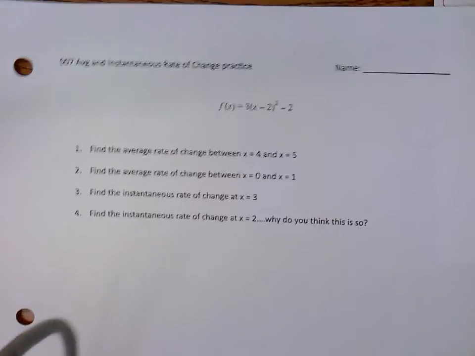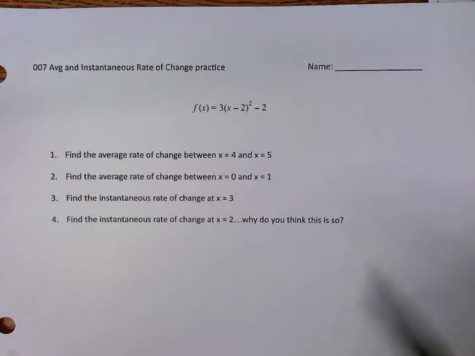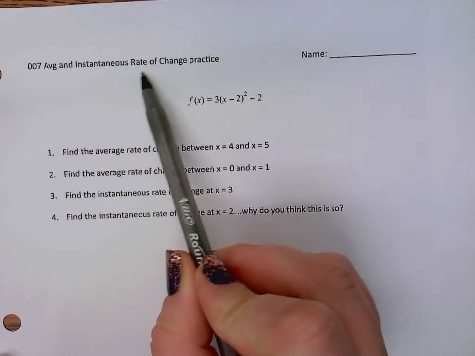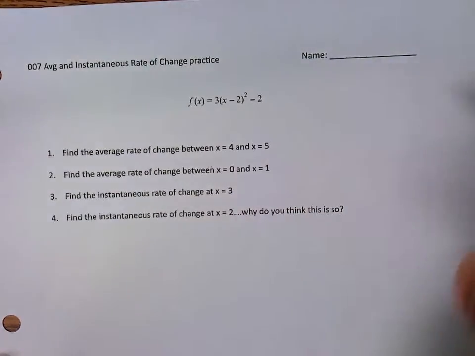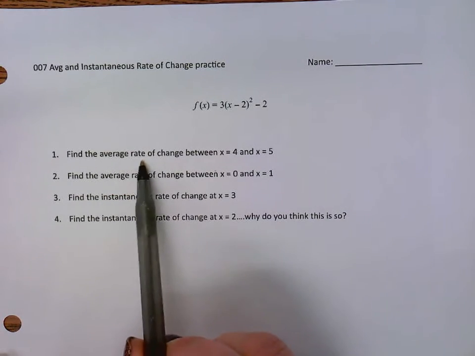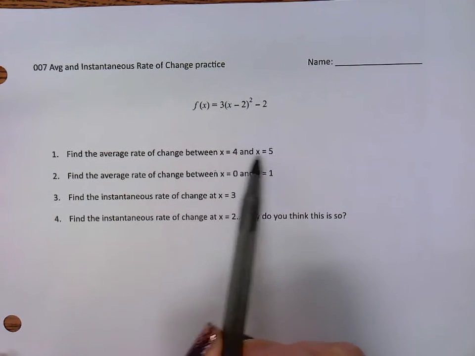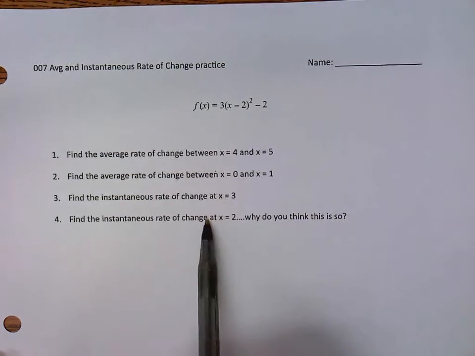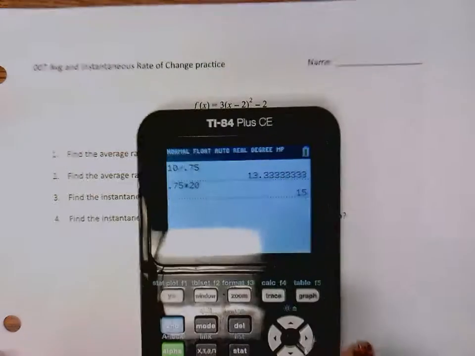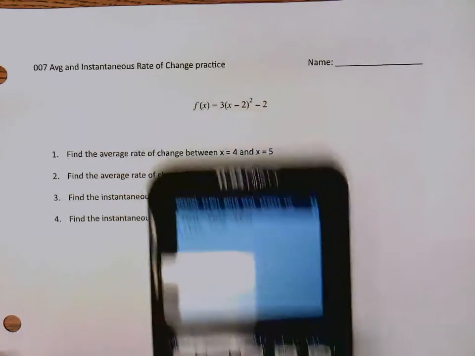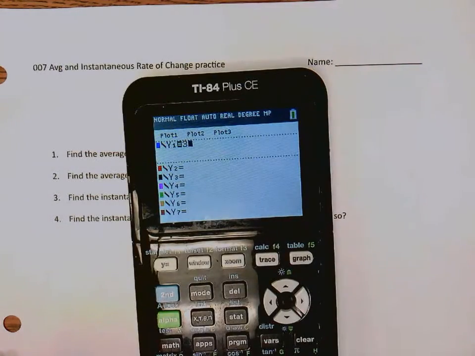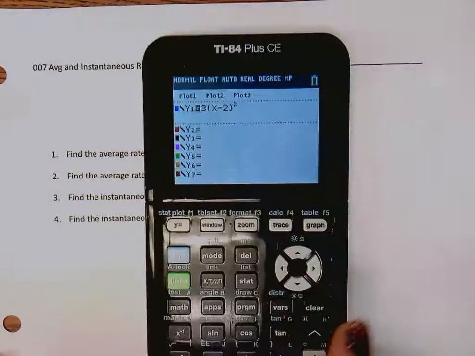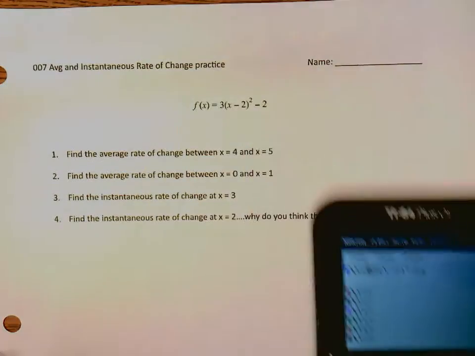Okay, so I wanted to do this as a warm-up together to review average and instantaneous rate of change. So find the average rate of change between x equals 4 and x equals 5. Because I'm going to use the same function all the way through, I'm just going to take the time to plug it into my y equals menu. So I've got 3 parentheses x minus 2 squared minus 2.